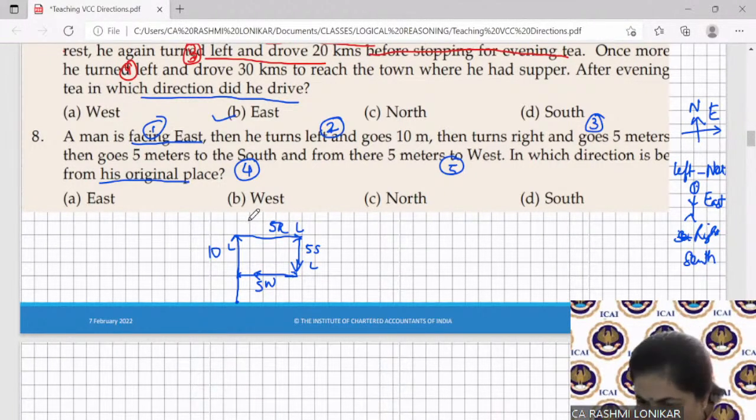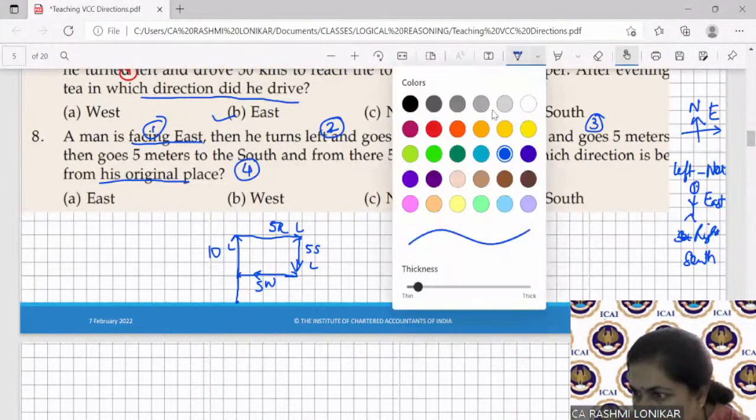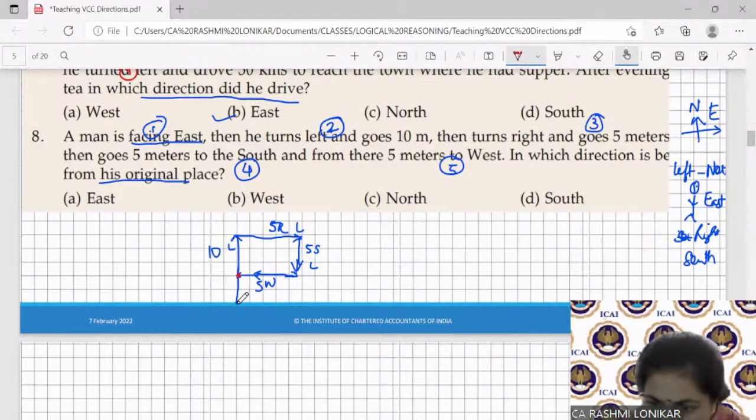Okay. No, he is here. Just let me show it in the color. He has reached here. Where is his starting point? Which direction is he from the starting point? Okay, very important. From his original place, he is in the north direction. Even though he has reached here, with respect to the starting point, he is in the north direction.